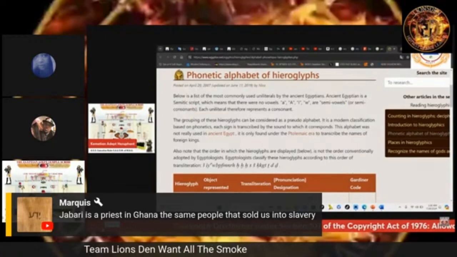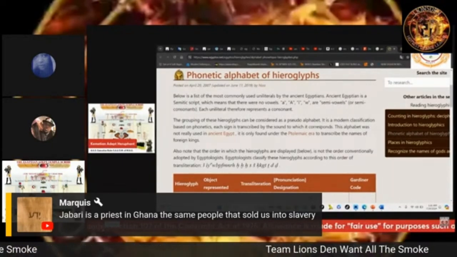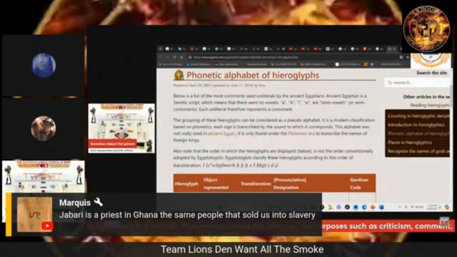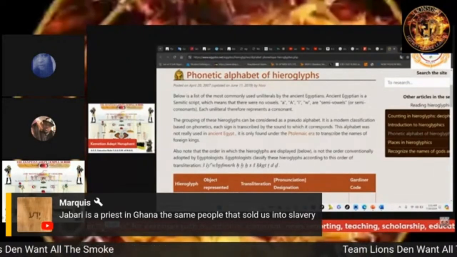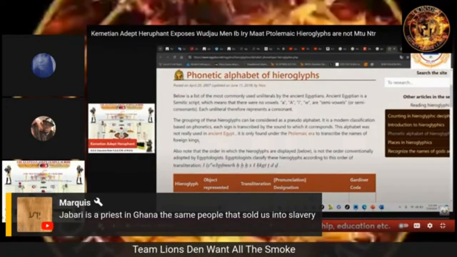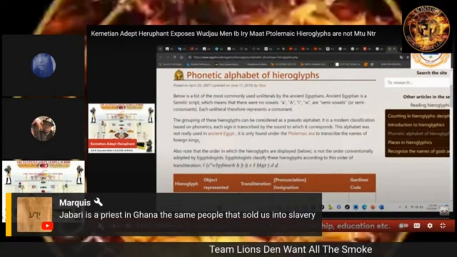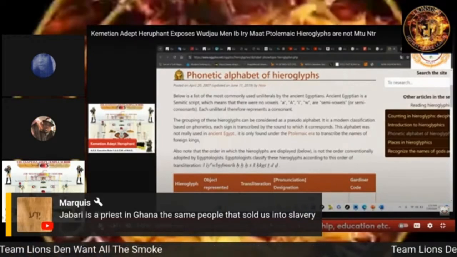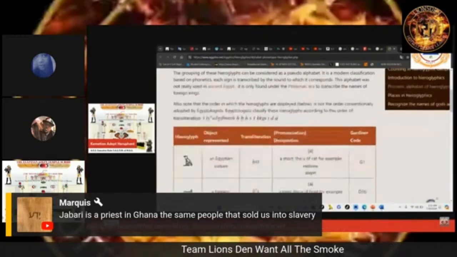It is a modern classification based on phonetics. Each sign is transcribed by the sound to which it corresponds. This alphabet was not really used in ancient Egypt. It is only found under the Ptolemaic era to transcribe the names of foreign kings. See that right there? Kill them right there, JJ. Right here in this French source, and I actually had to translate it into English. But it said it wasn't really used in ancient Egypt. It's only found in the Ptolemaic era. So that right there tells you exactly where this stuff comes from. And it really doesn't mean that. But I'm not going to go into all that.